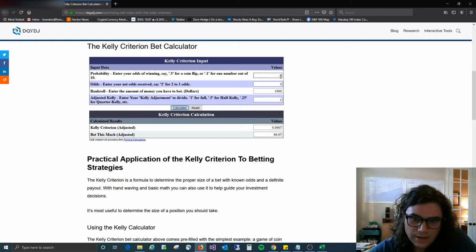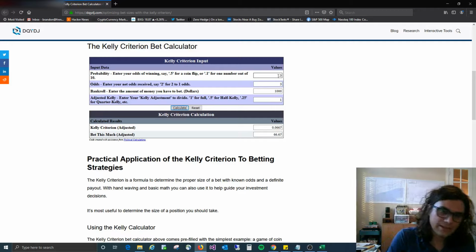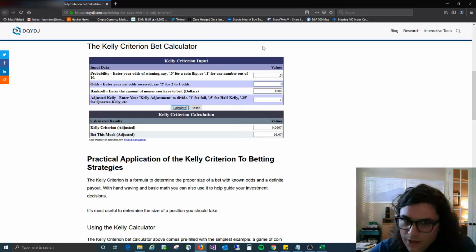So that's how you do it. You backtest all your trades, and then you figure out these two metrics for yourself, your batting average and what you won on average on all your trades, and then figure out how you can fix it if it's not profitable.